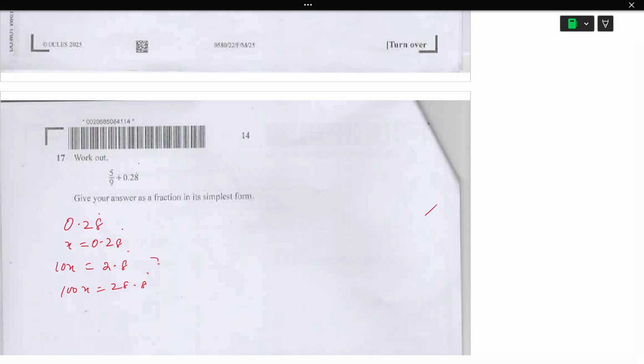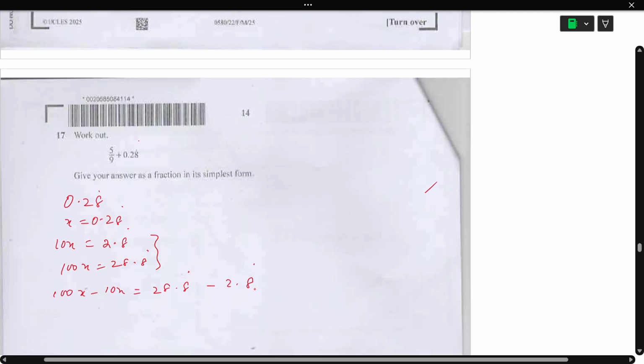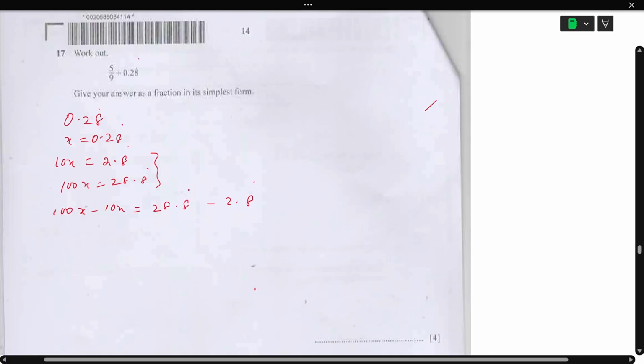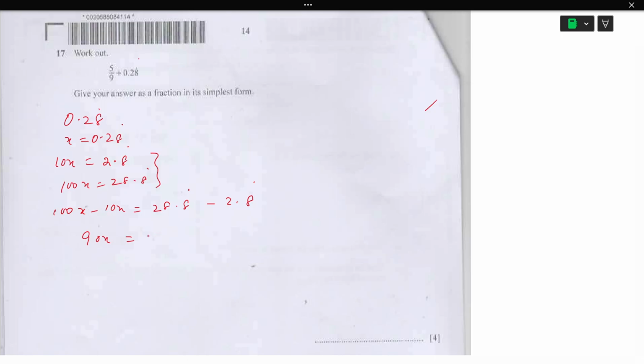Now we subtract these two equations, so 100x minus 10x equal to 28.8 minus 2.8. When we subtract, all the decimals will be gone, so the left side will be 90x equal to 28 minus 2, 26. So x equal to 26 by 90. When we simplify, 13 by 45.